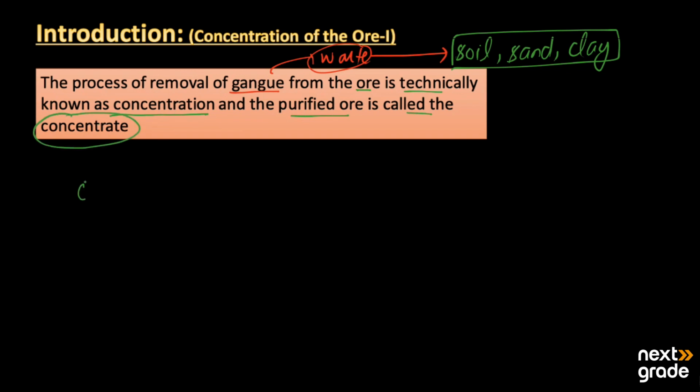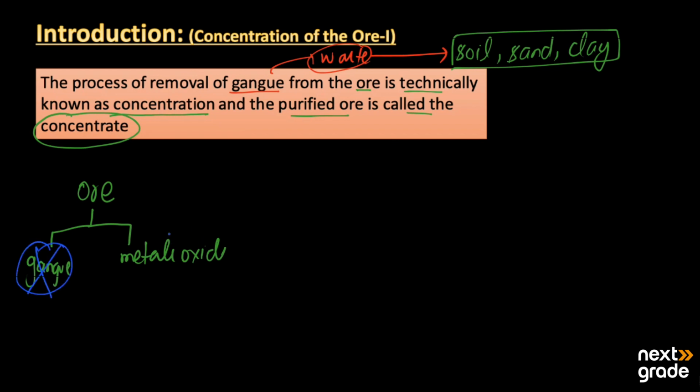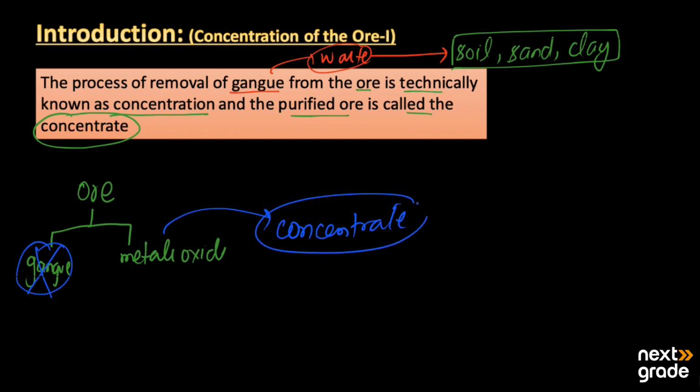When we have the ore, it includes two different parts: the metal oxides, as well as the gangue along with them. When that gangue is removed from the ore, the metal oxide is known as the concentrate, as we gain it by the process of concentration.